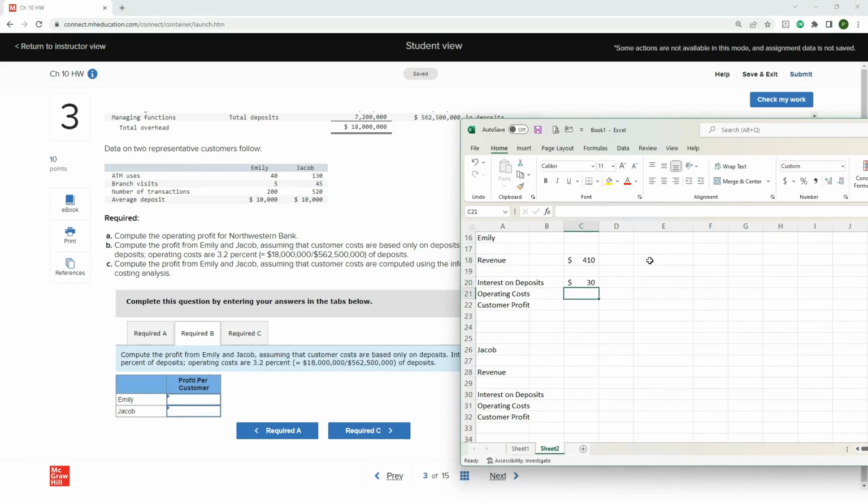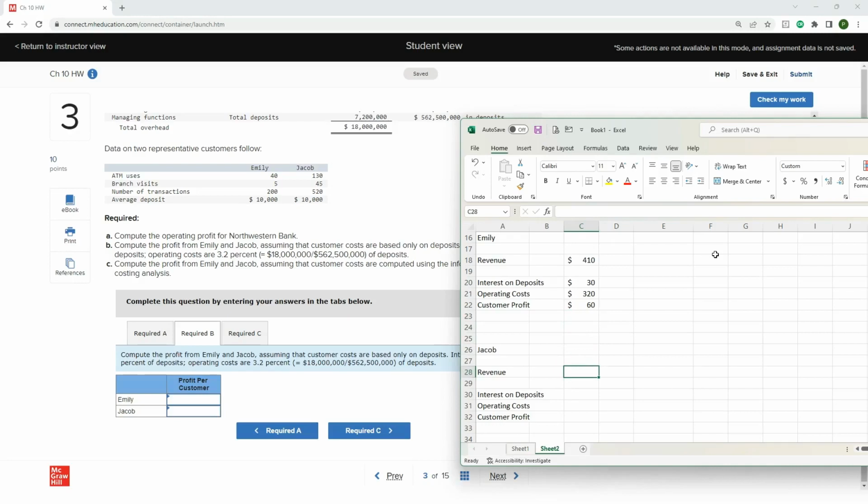And then for operating costs, if we just do the straight rate of 3.2%, which is what the question gives us, that would be the $10,000 deposit times 3.2%. And so her cost would be $320. And so the profit we get from her as a customer is $410 minus the $30 interest we pay to her, minus operating costs of $320. And so the bank profits $60 from having Emily as a customer.